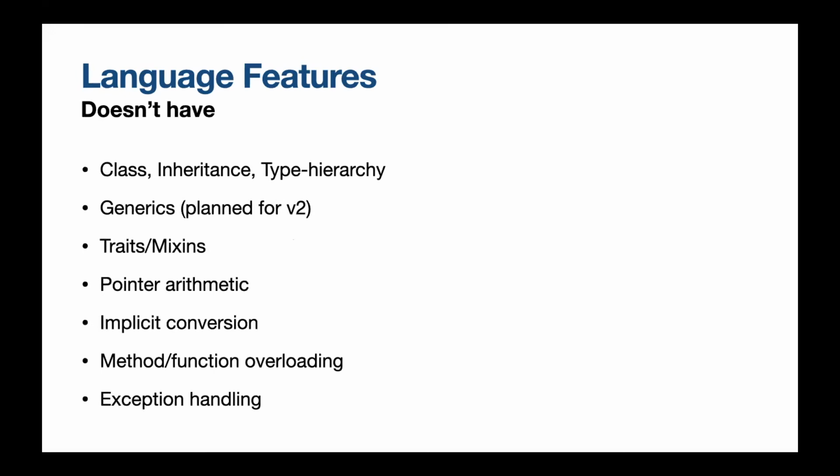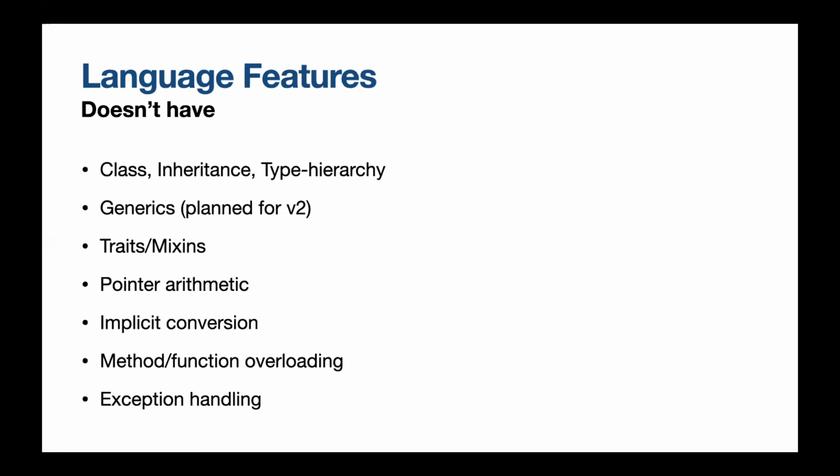Okay, let's see. We've seen what Go provides, what Go has. Let's see what it doesn't have. To start with, Go is not an object-oriented programming language. Go allows you to reuse code and achieve data encapsulation, but it is definitely not an object-oriented programming language, though you can achieve some of the object-oriented programming properties, but not in the conventional way, like how it is done in Java or C# or even C++. So you don't have class inheritance or type hierarchy in Go.